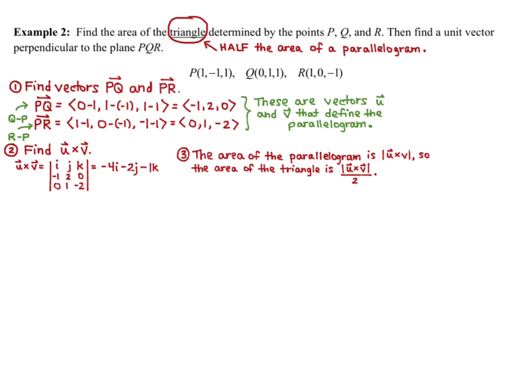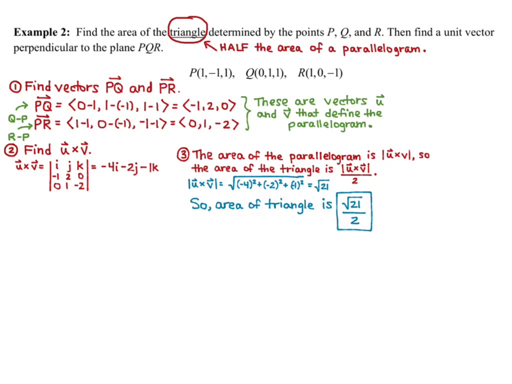Magnitude, we just do the square root of the sum of the squares of our vector components. So negative 4 squared plus negative 2 squared plus negative 1 squared. So we get square root of 21. So the area of our triangle would be square root of 21 over 2.